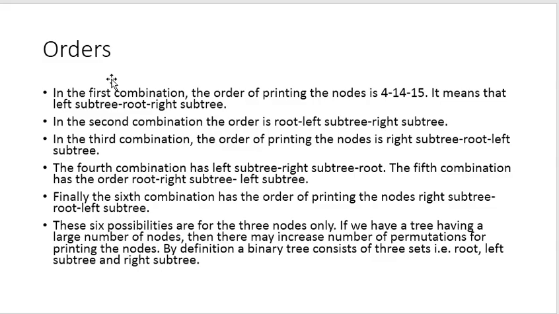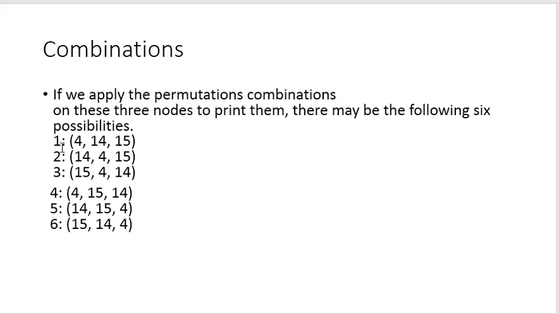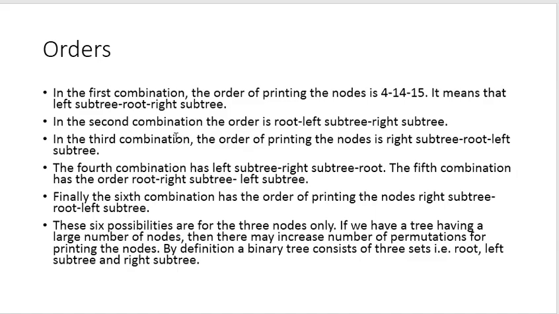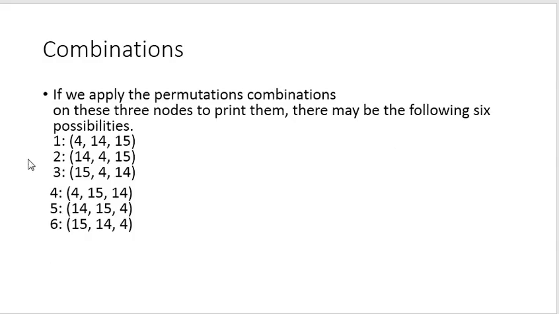In the first combination, the order of printing the nodes is 4, 14, 15. It means the left subtree, root, right subtree: this is the left, in the middle the root is mentioned, and then the right subtree. In the second combination, the order is root, left and right, as we have already discussed. In the third combination, the order of printing is right, root and then left.